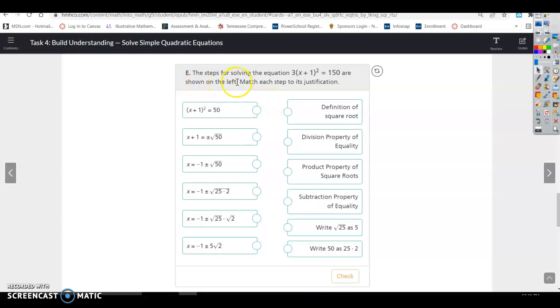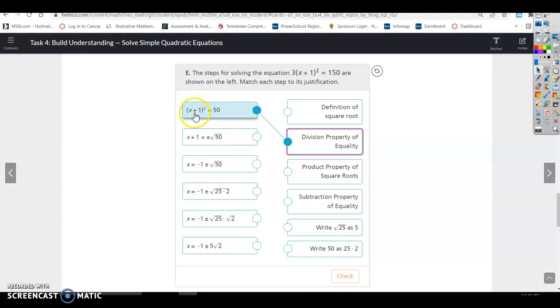Alright, so the steps for solving the equation 3 times (x plus 1) squared equals 150. This is in the form that we've been talking about above. So what are we going to do? The first thing we're going to do is divide both sides by 3 to get rid of that 3. So we're going to have (x plus 1) quantity squared equals 150 divided by 3, which is 50. That will be our division property.